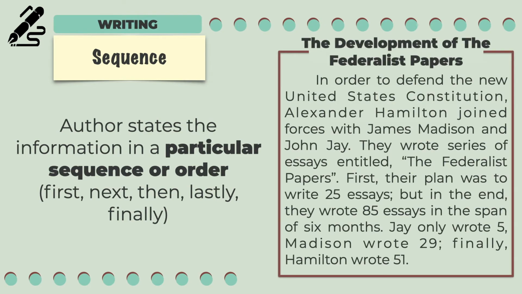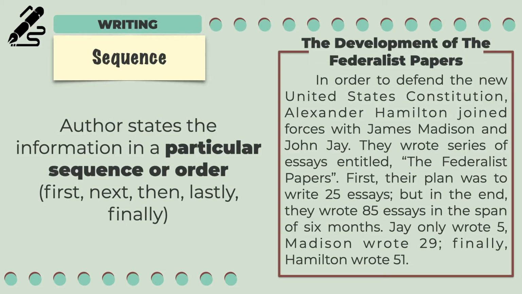In order to defend the new United States Constitution, Alexander Hamilton joined forces with James Madison and John Jay. They wrote a series of essays entitled the Federalist Papers. First, their plan was to write 25 essays, but in the end, they wrote 85 essays in the span of 6 months. Jay only wrote 5, Madison wrote 29, finally, Hamilton wrote 51.